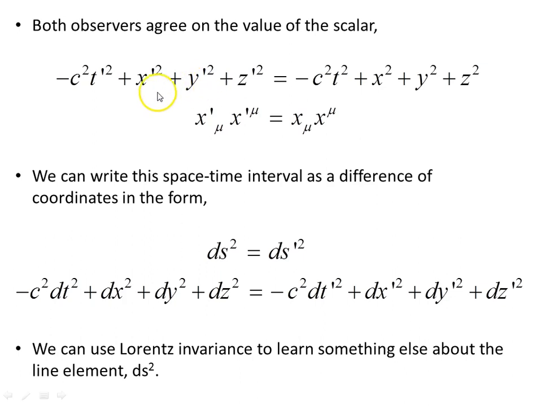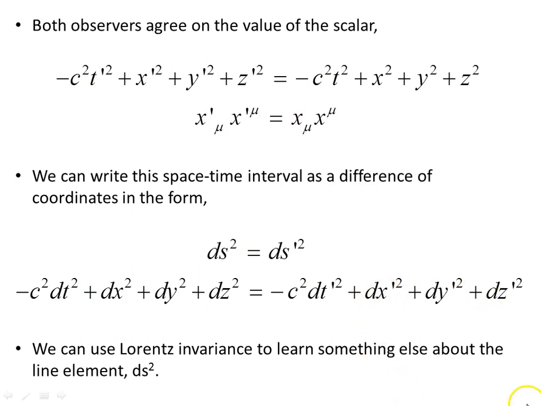The observer in the primed frame has this space-time interval. The observer in S has this space-time interval. They both agree with each other, quite independent of the Lorentz factor. The Lorentz factor could be anything. The end result is that these space-time intervals are the same for both observers. Now we can write this space-time interval as a difference of coordinates in the form ds squared is ds prime squared, so using the differentials there instead of the individual coordinates, we get this object here.